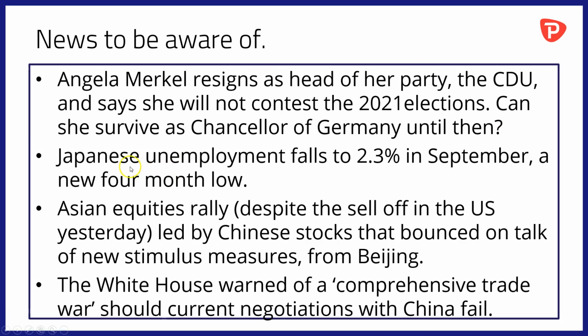Meanwhile, Japanese unemployment has fallen to 2.3% in September, and that's a new 4-month low for the country. Asian equities have rallied despite the sell-off in US stocks yesterday, and they were led by Chinese stocks that bounced on talk of new stimulus measures from Beijing and an easing of rules around securities trading. And meanwhile, the White House has warned of a comprehensive trade war with China should the current trade negotiations with the country fail. So two sort of conflicting stories there from China, and probably both worth watching and keeping a close eye on.